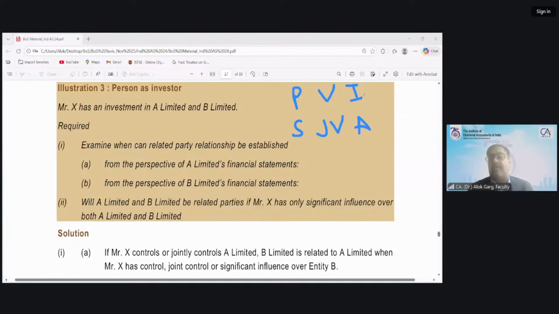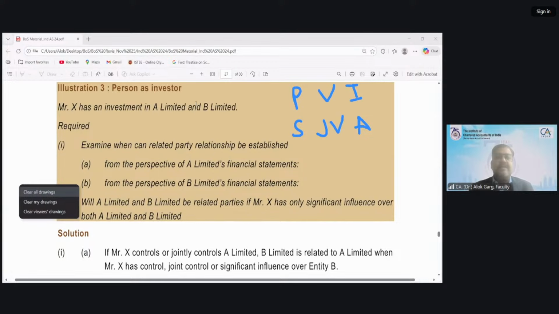Relationship depends on the other party as well, right? If it is a JV or associate, you cannot say that I am the parent every time. You are parent only when there is a subsidiary, right? If you are a JV or associate, then the other entity will be a venturer or investor. Okay, clear? So now let's discuss this question.